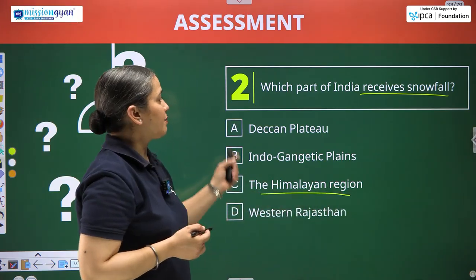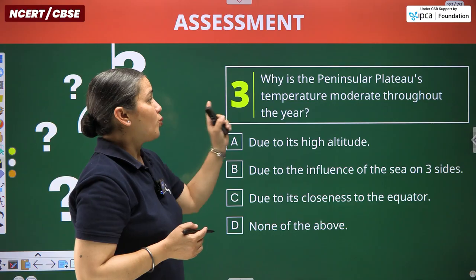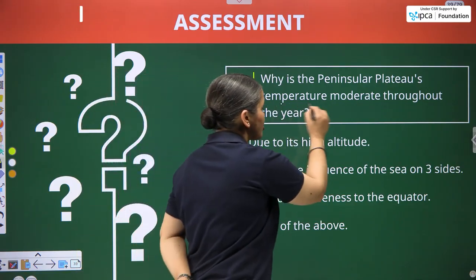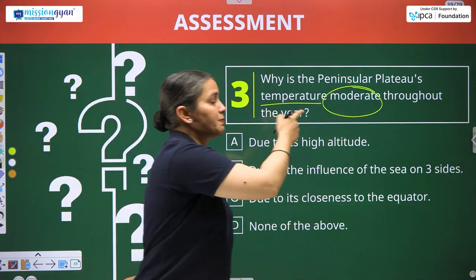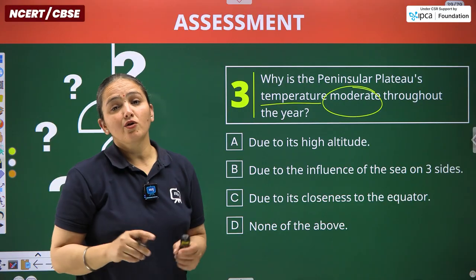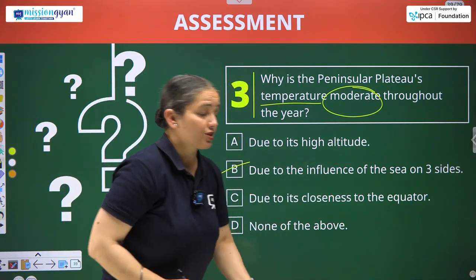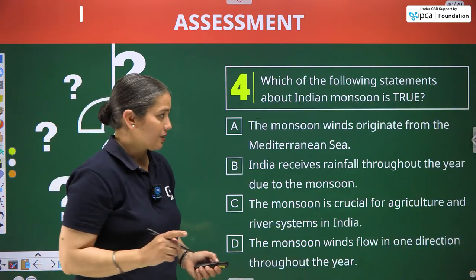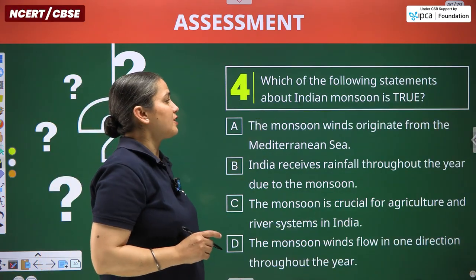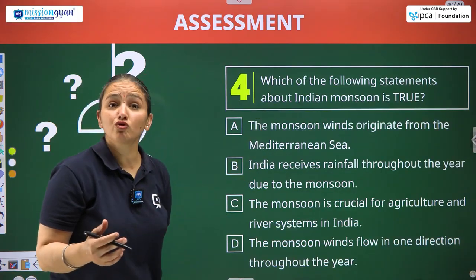Next question is about the peninsular plateau. Why is the peninsular plateau's temperature moderate? Because the peninsular part of India is surrounded by water on three sides, due to the influence of the sea on three sides. Lastly, which of the following statements about the Indian monsoon is true?